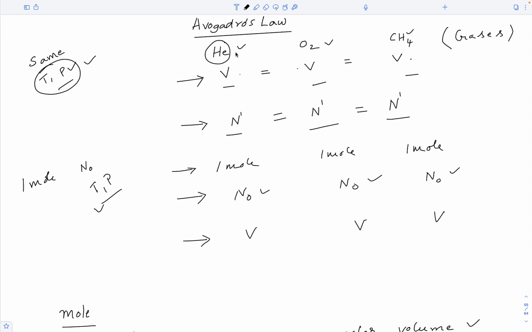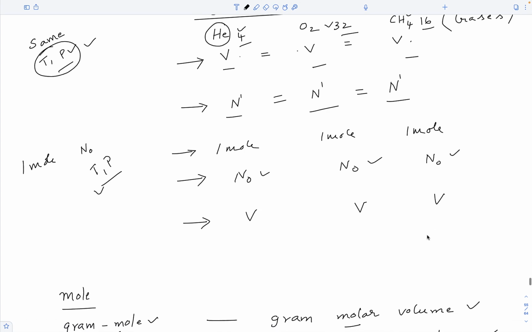See, the relative atomic mass of helium is 4. Relative molecular mass of oxygen is 32 and that of methane is 16. So these molecules have different masses. And here, a helium molecule has only 1 atom in it. An oxygen molecule has 2 atoms in it. A methane molecule has altogether 5 atoms in it. Doesn't matter. It depends only on the number of molecules and nothing else.